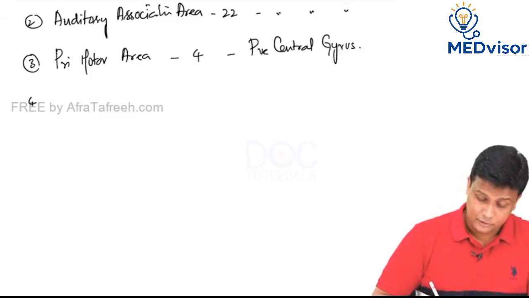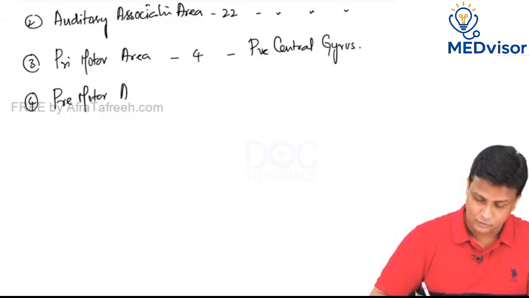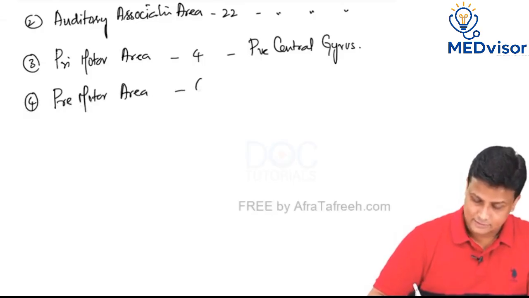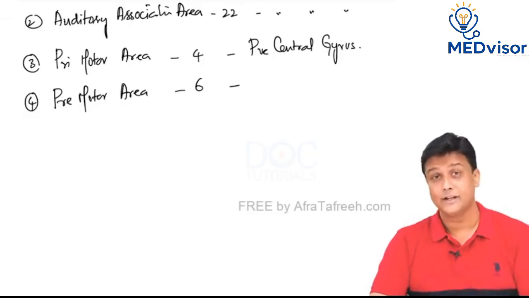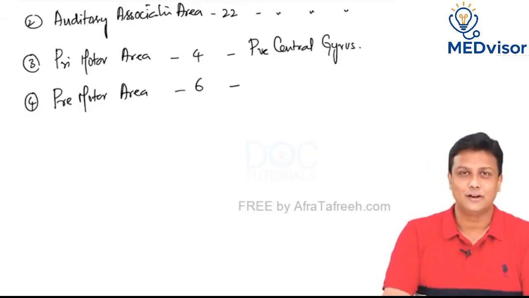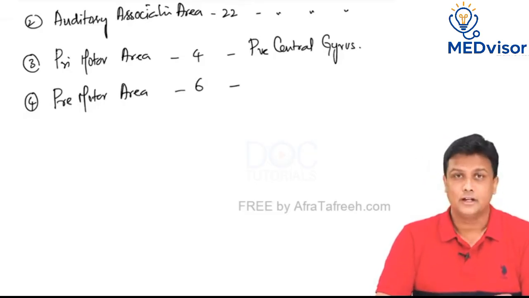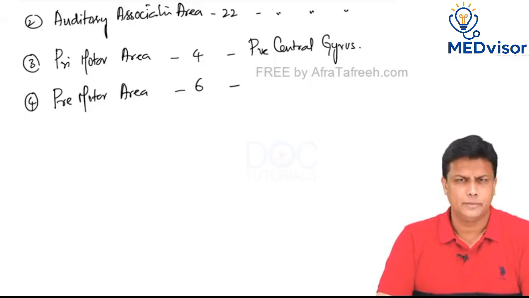If this is the primary motor area, then what about the premotor area? The next one, premotor area, is area number 6. I told you the primary motor area is for the origin of the pyramidal tract fibers, whereas the premotor area number 6 is for the origin of the extrapyramidal fibers.